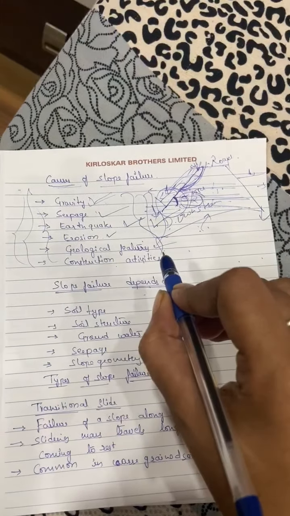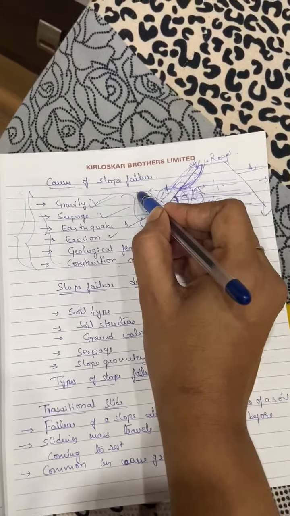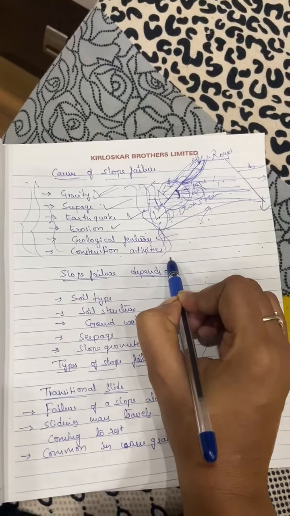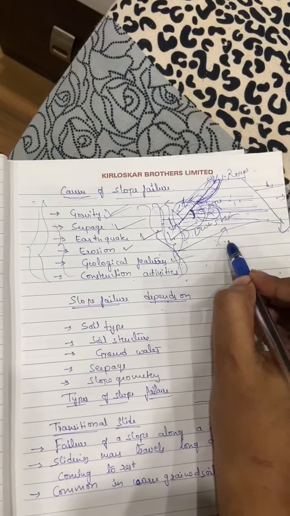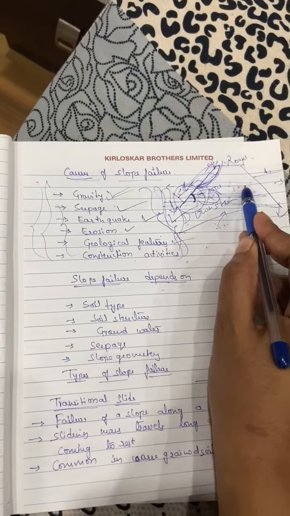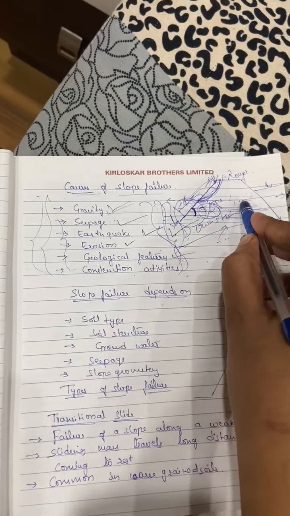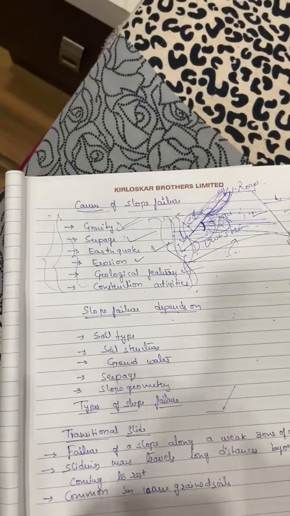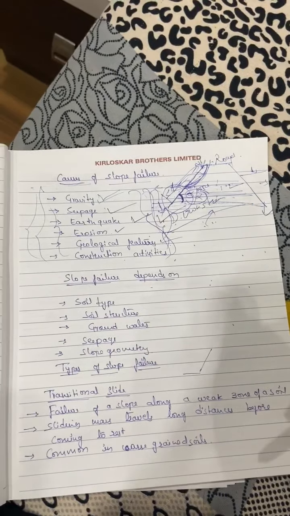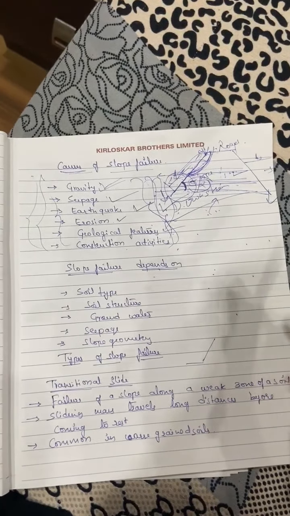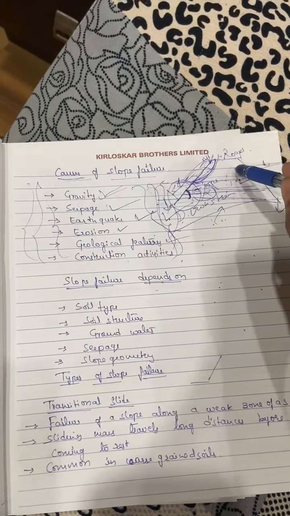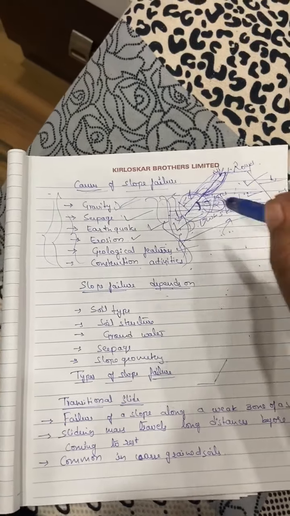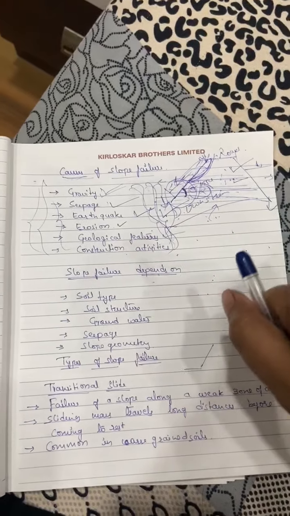So the slope fails when the stress developed because of these forces is more than the strength or resistance of the soil. So you have to design such that the shear resistance or shear strength of the slope must be greater than all these forces.